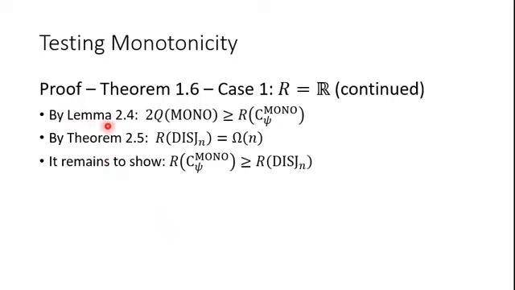Of course, by Lemma 2.4, which we are very well familiar with by now, we know that twice the query complexity of testing mono is at least as expensive as the communication cost for C mono psi. This is by the main Lemma 2.4. And by Theorem 2.5, we have seen that the minimum communication cost of disjointness on n is Omega of n. So in order to get a lower bound for the query complexity of testing mono, we need to relate between these two. Basically it remains to show that the minimum communication cost of C mono psi is larger or equal to the communication cost of disjointness on n.